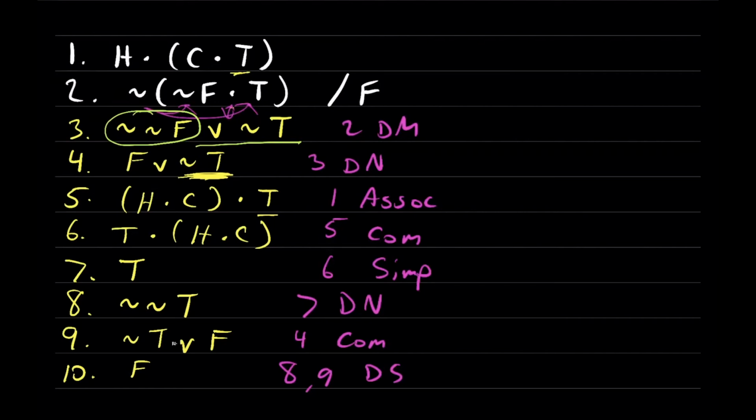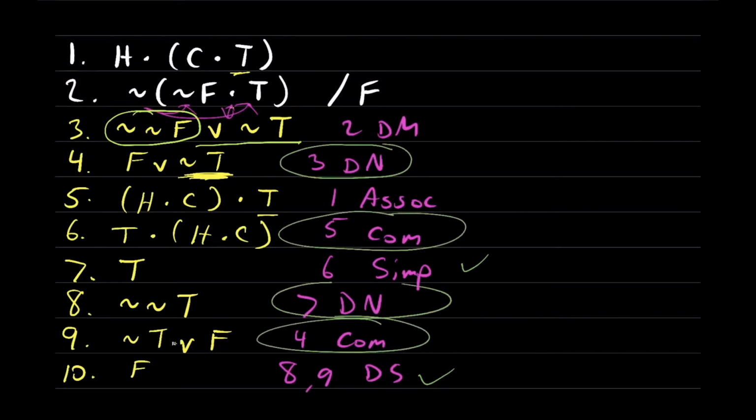You can see all the intermediate steps I had to do in order to be able to apply the main rules. The rules that really drive this proof forward are this simplification step and this disjunctive syllogism step on line 10. But in order to do those, I had to do a double negation here, commutativity, another double negation. So a lot of these rules are merely structural.